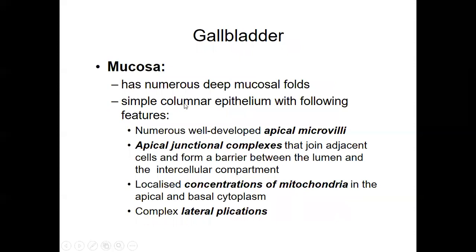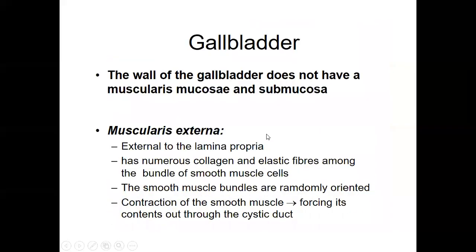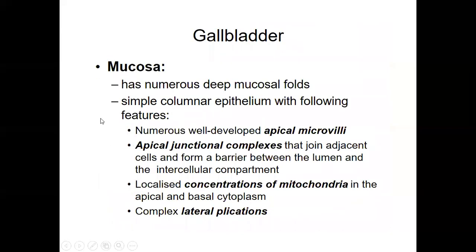It is lined by simple columnar epithelium with the following features. You can see here, simple columnar. Simple means a single layer of columnar epithelium, and columnar epithelium is a tall epithelium. These are the features of the mucosa.